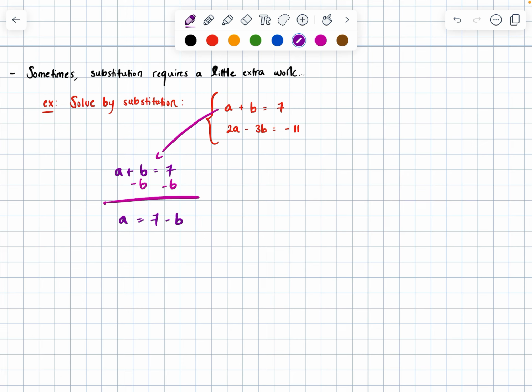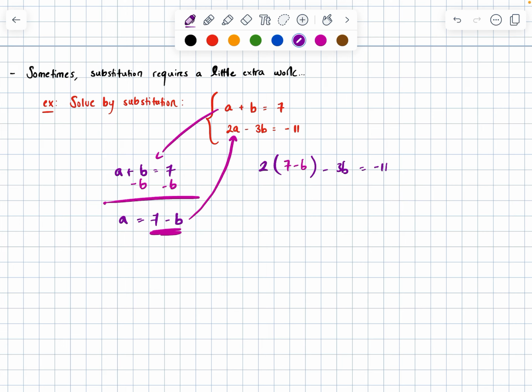It's the commutative property. Now, I know that a is by itself, which means that anytime I see an a in the second equation, I can replace it with the now equivalent statement of 7 minus b. Would you look at that? We can do some substitution. Let's do it. So from here, that tells me in my second equation that 2 times the value of a that we found, 7 minus b, minus 3b is equal to negative 11.